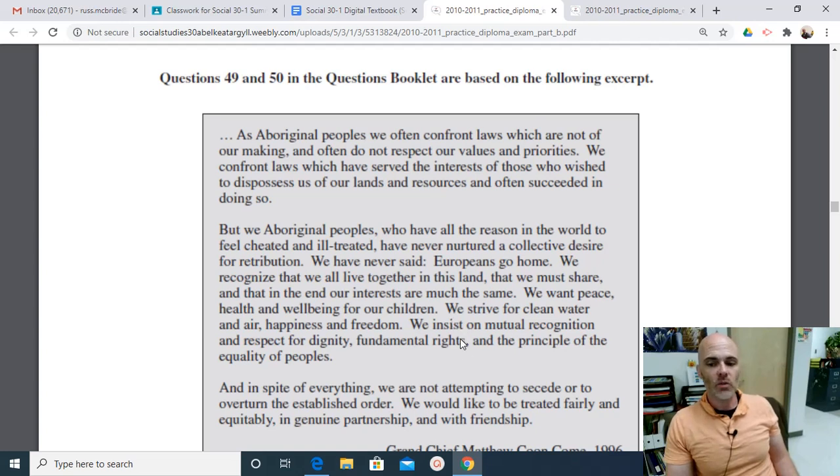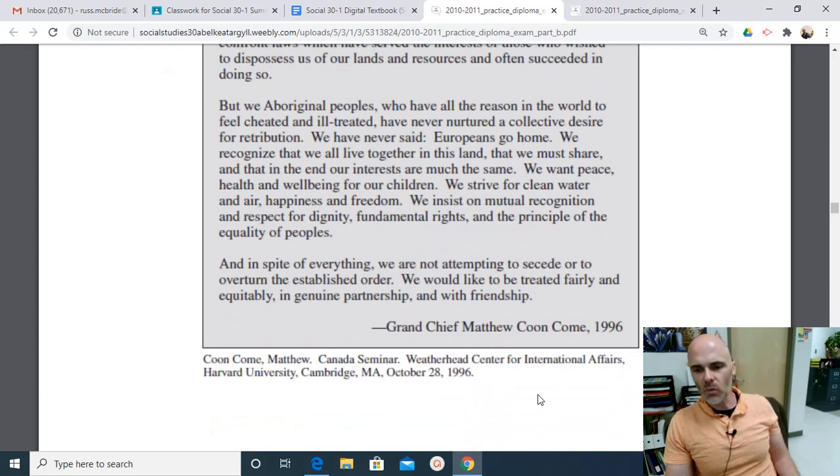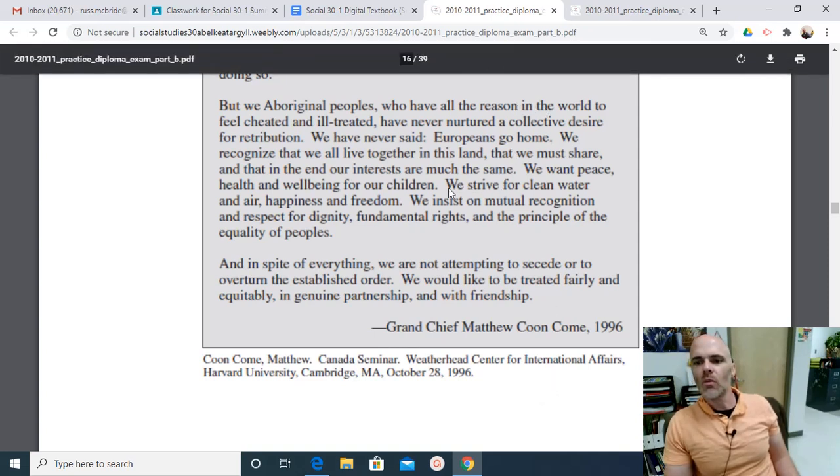Wow, I think the answer might have been there. And in spite of everything, we are not attempting to succeed or to overturn the established order. We would like to be treated fairly and equitably in general partnership and with friendship. We insist on mutual recognition and respect for dignity, fundamental rights, and the principle of equality of peoples.